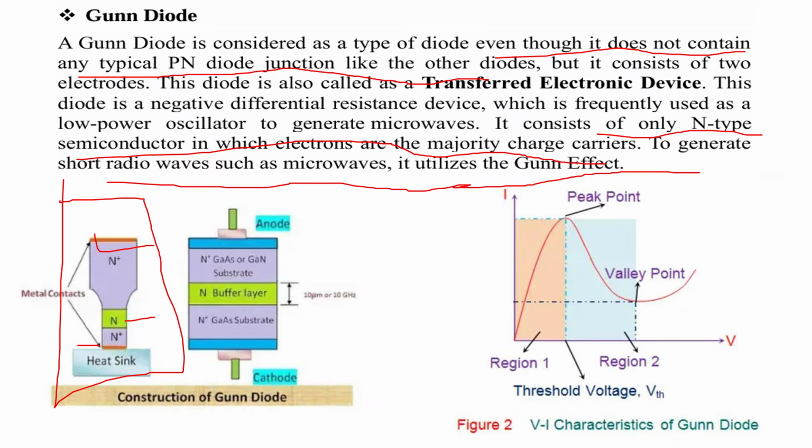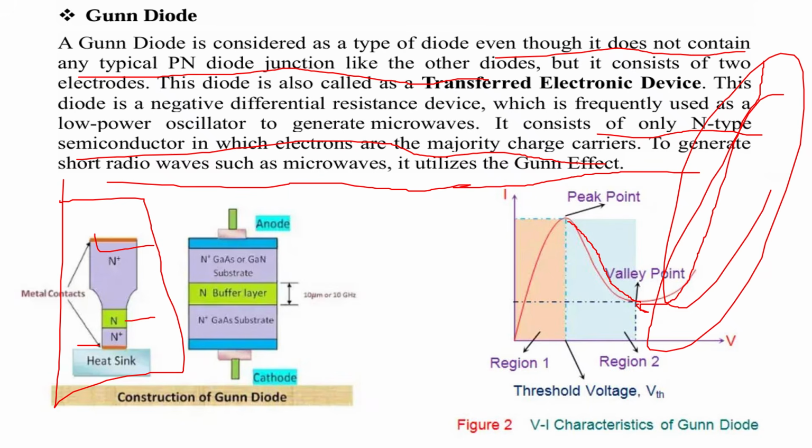In its characteristic, initially current flows, and once the number of majority carriers reaches the saturation level, holes accumulate at the end. Because of the accumulation, the current decreases and keeps on decreasing. After reaching the valley point, the current again keeps on increasing like a normal diode. These regions act like a normal diode. Before that there is a change, so this is the special case for the Gunn diode.